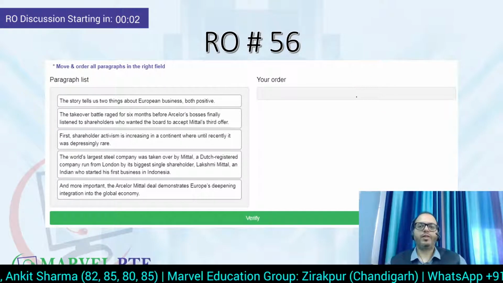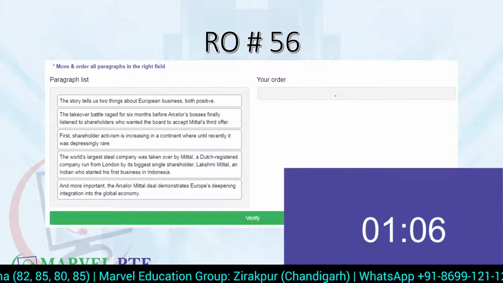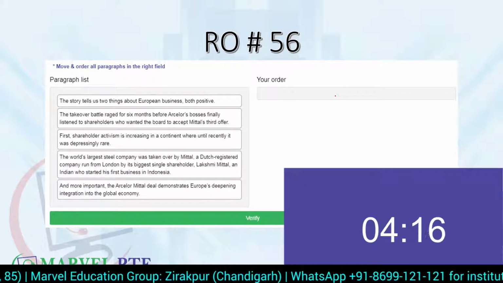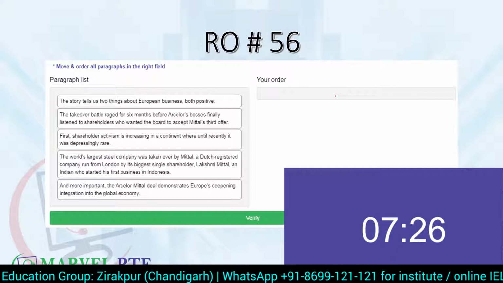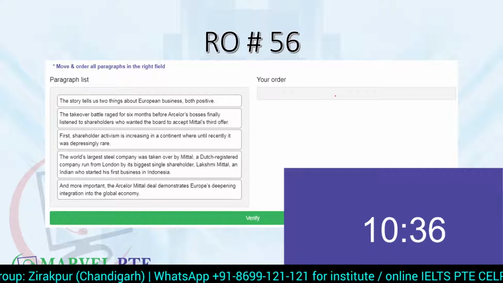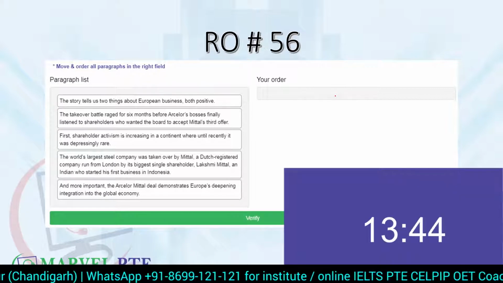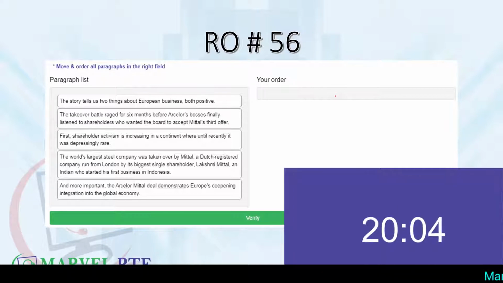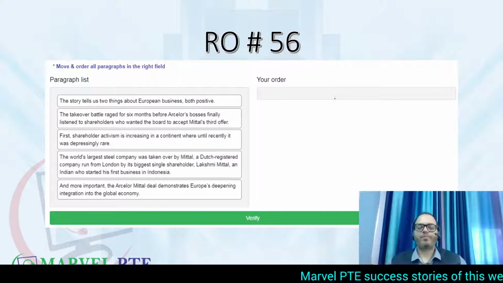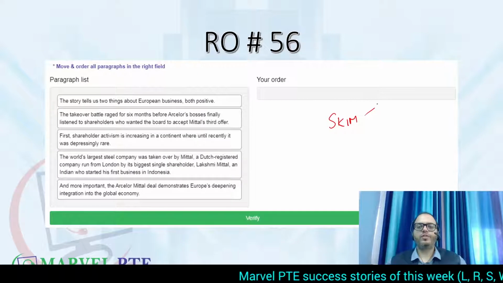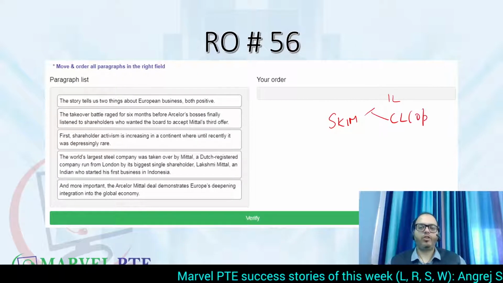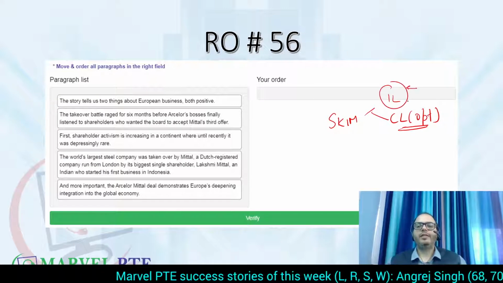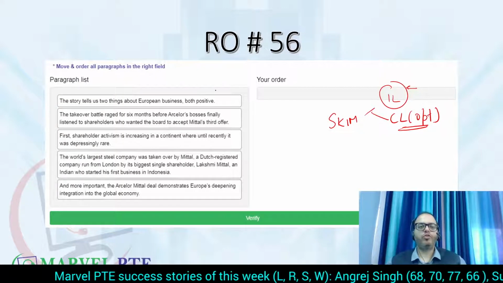As usual, I'm going to give you 30 seconds and then we are going to discuss it. Okay, so you know that we do the skimming first to find the independent line and the concluding line, and the concluding line is optional. For the independent line, we have certain strategies, steps which you need to focus on.